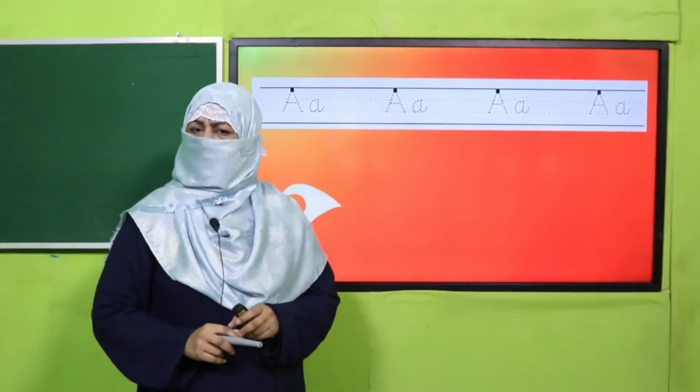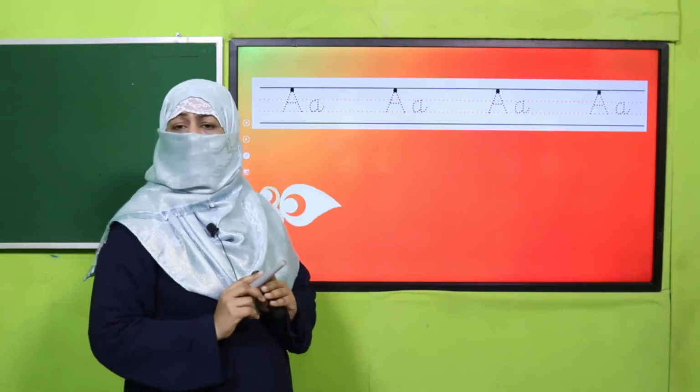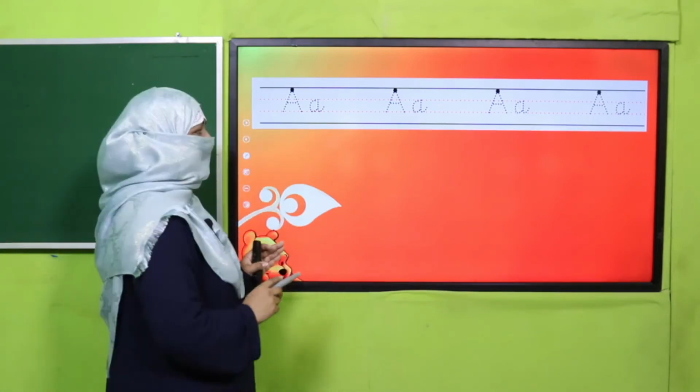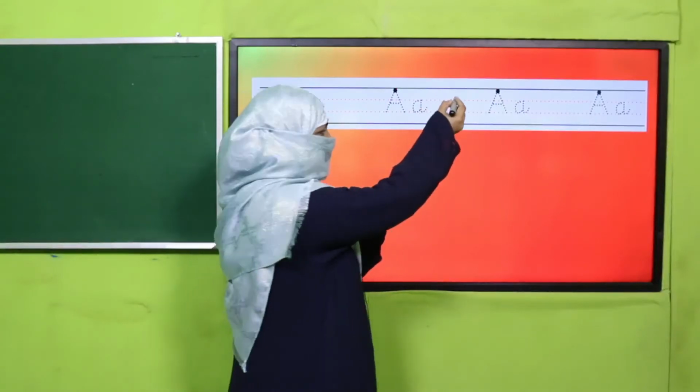Yes, my dear students, are you done with it? Now we are going to start writing it. And how we are going to write? We are going to trace it. So here is the first letter, and that is A. So I'm going to start writing it. From where I have to do it?